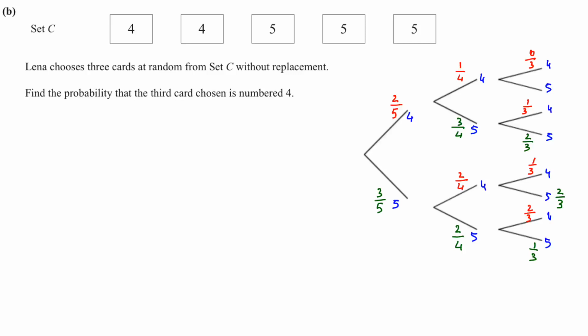And you want to find the probability that the third card chosen is numbered 4. So it could be that you have a 4, 4 and a 4, or it could be a 4, 5 and a 4, or we could have a 5, 4 and a 4. And there's also the option of having 5, 5 and a 4.